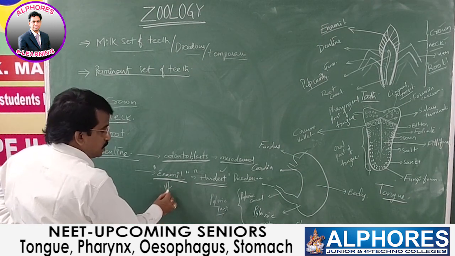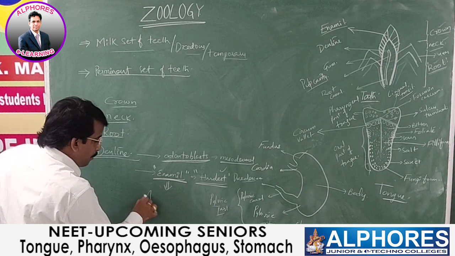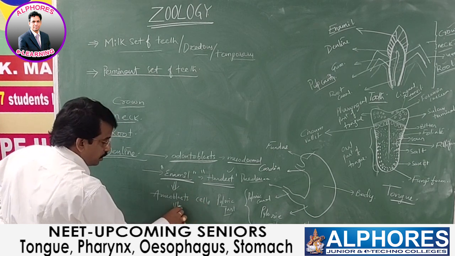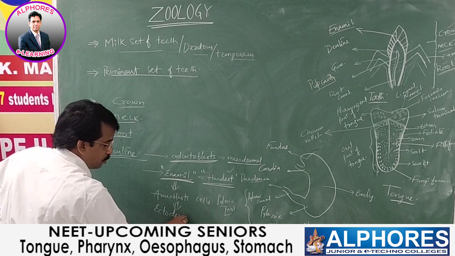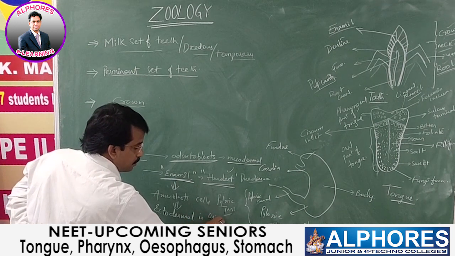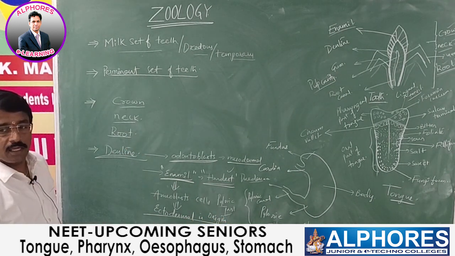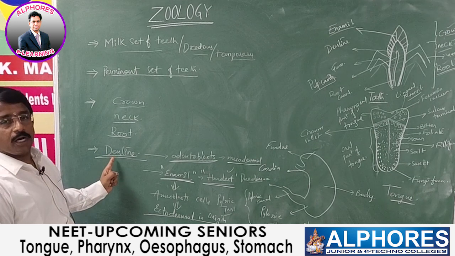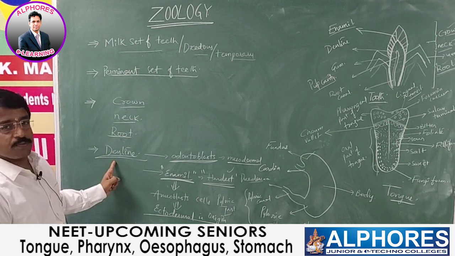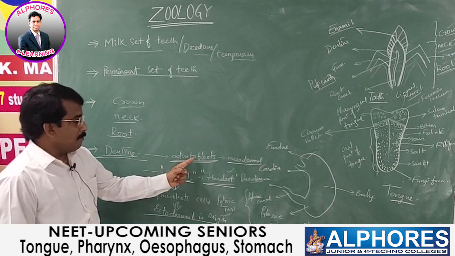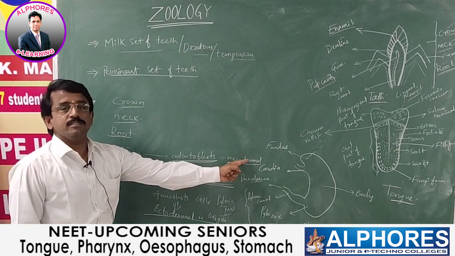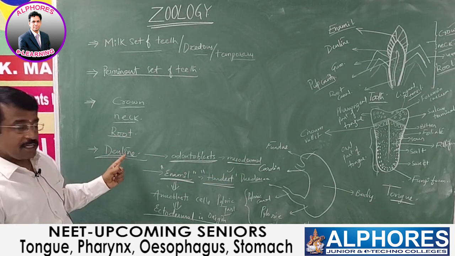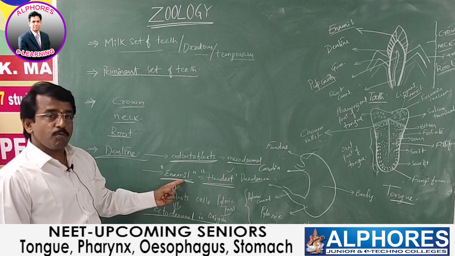This enamel, the hardest part, is formed by ameloblast cells, and this is ectodermal in origin. By this we come to know that the tooth is made up of the dentine substance, which is formed from odontoblast cells and is mesodermal in origin. And the crown part of the dentine is covered by enamel.